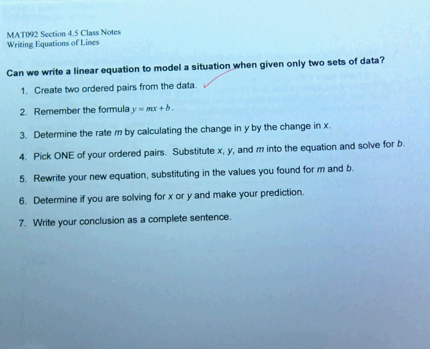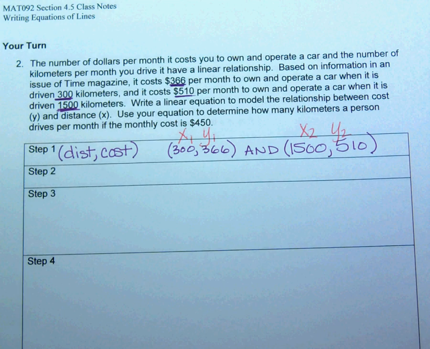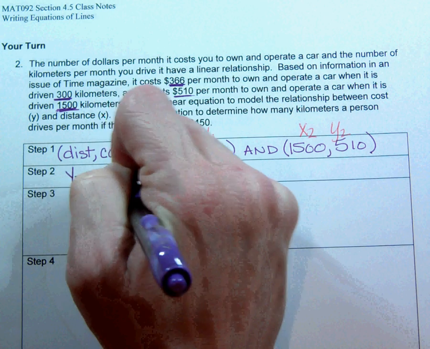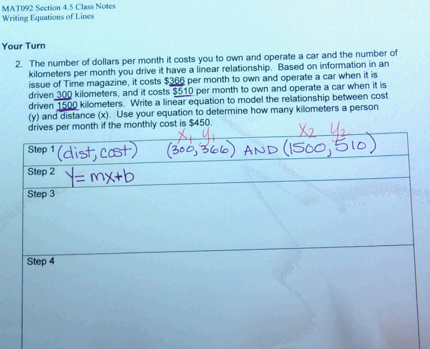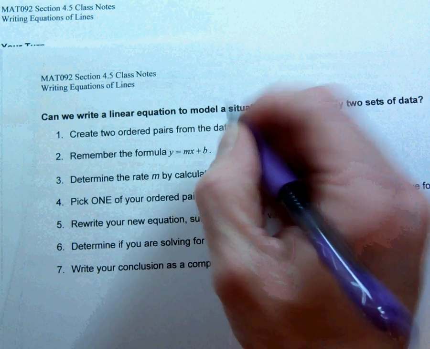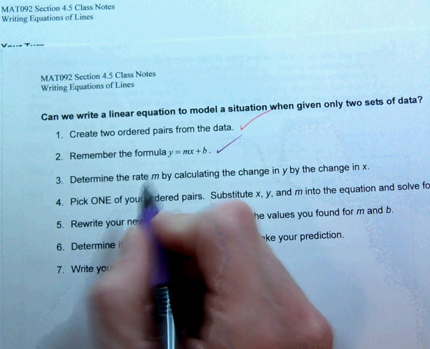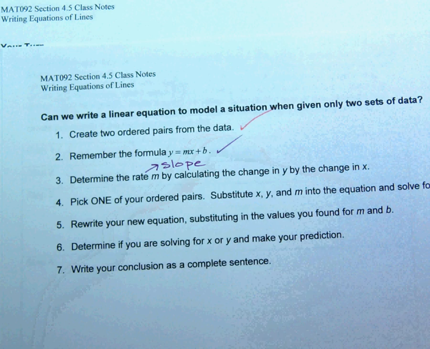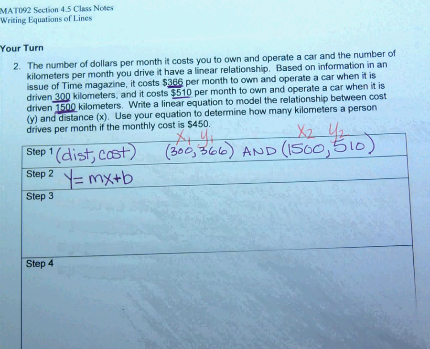Alright, step 2 is just to remind us to use the formula y equals mx plus b, because this is going to be crucial when we go to write our final equation and come up with our answer. Step 3, determine the rate m. Remember, rate is just another word for slope, by calculating change in y by the change in x.